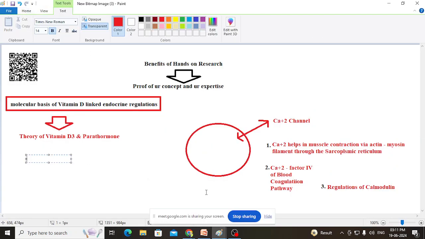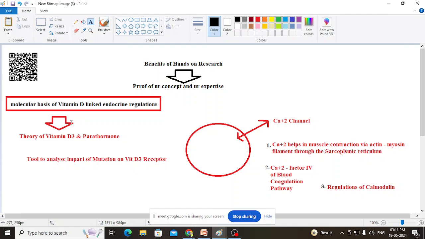We will be using this to analyze the impact of mutation on the vitamin D3 receptor. Okay, so can you remember what the vitamin D3 receptor is? So this is our agenda, so we'll write it down here.